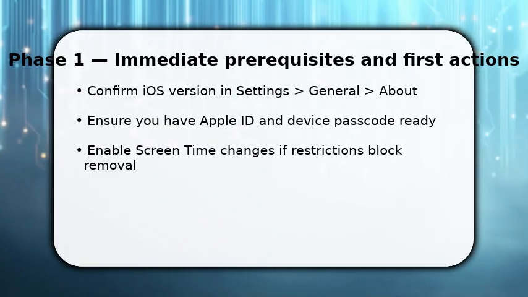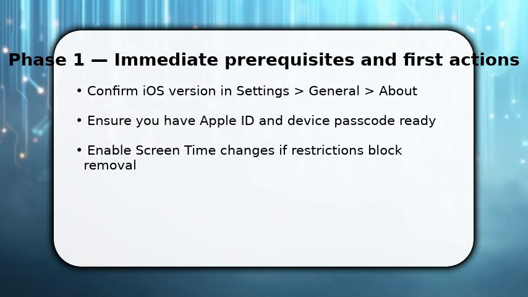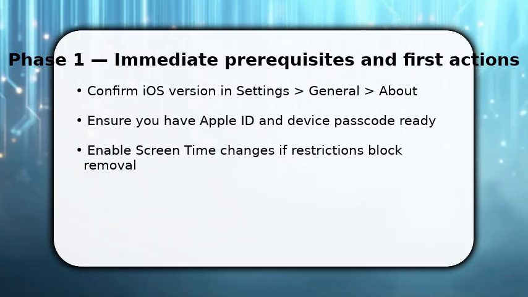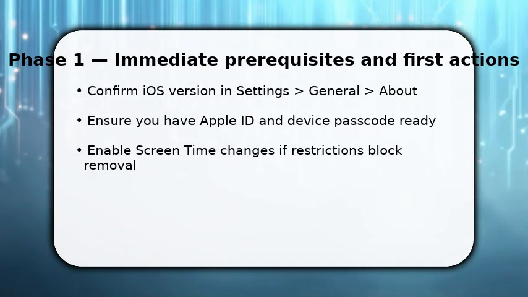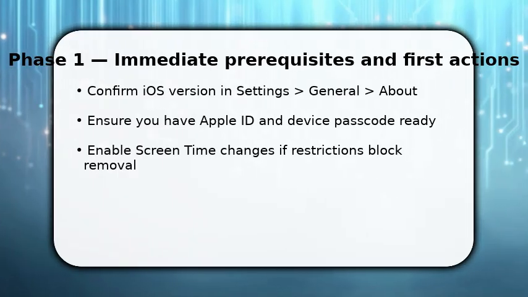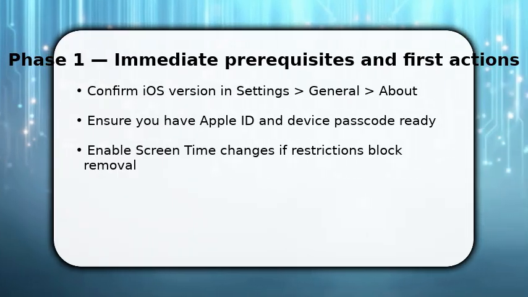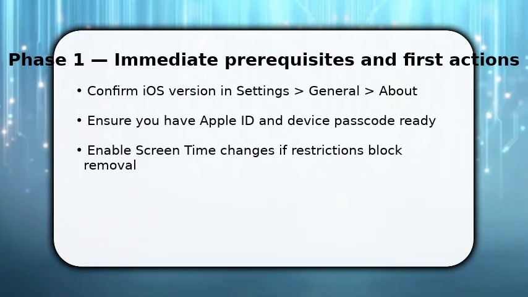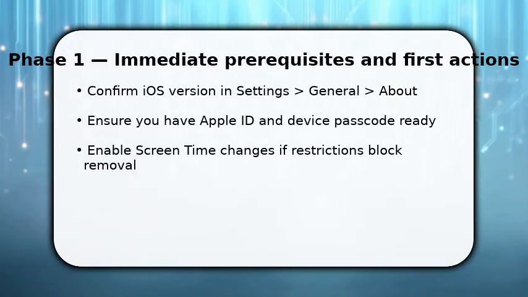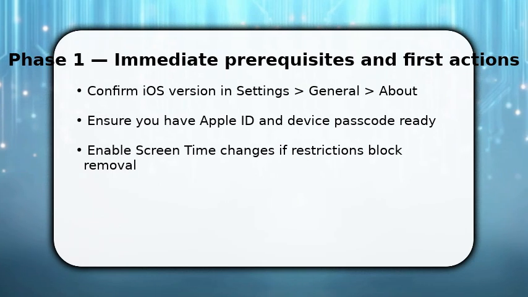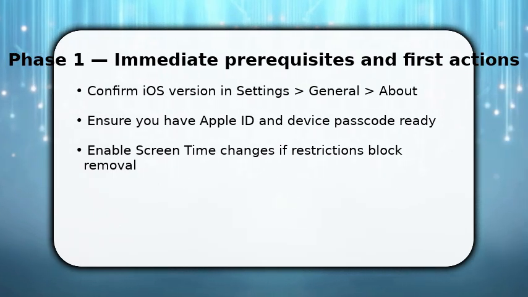If screen time or restrictions are enabled, make sure to allow app deletion first, because otherwise the delete option won't appear. Once done, press and hold the Maps icon until the quick menu appears. Then choose Edit Home Screen or Remove App. This is the first actionable step to start removing Apple Maps from your iPhone.